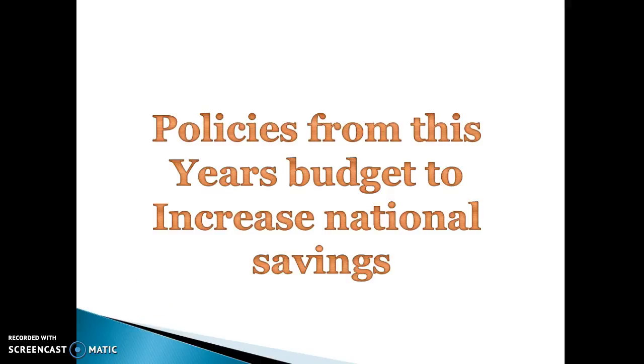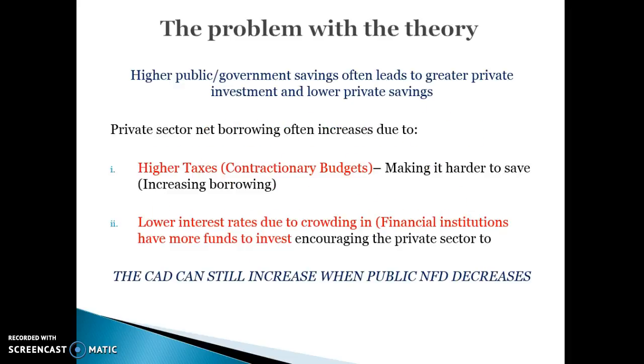In this video, we're going to be looking at some policies from this year's budget that were specifically designed to increase the level of national savings, as well as do a bit of a recap of the last video. So, in the last video, we talked about how more contractionary policies and more contractionary budgets can lead to reduced import spending and help to reduce public sector debt and reduce the interest on that debt.